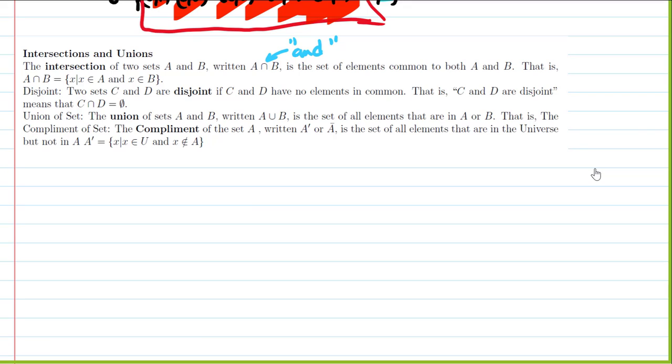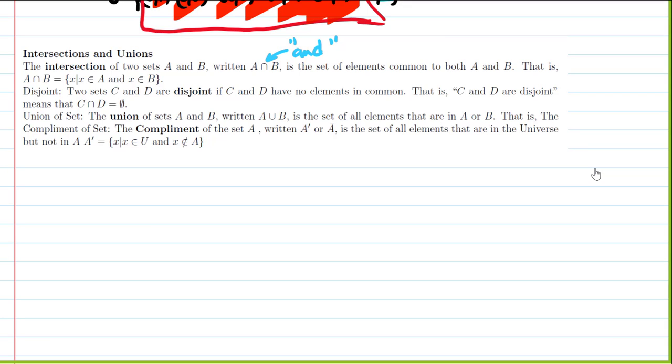Two sets, C and D, are called disjoint if C and D have no elements in common. That is, C and D are disjoint means that C intersect D is equal to the empty set. That means that C and D share no common elements.